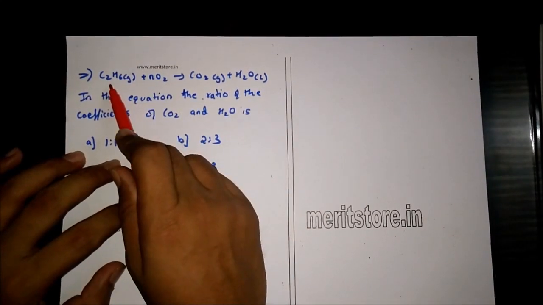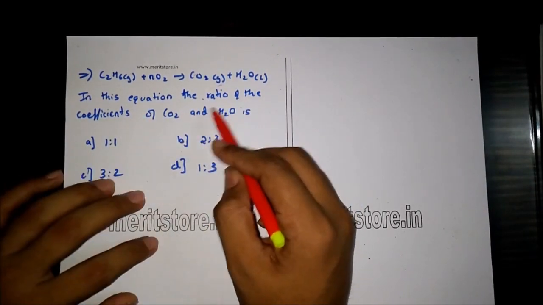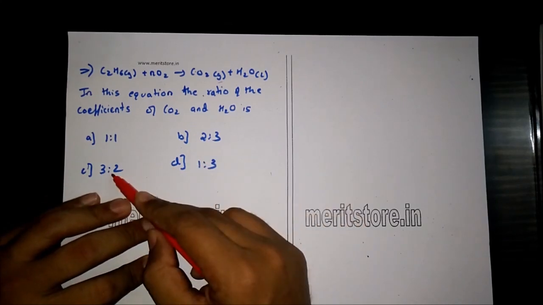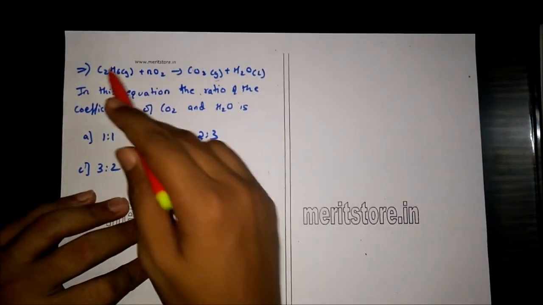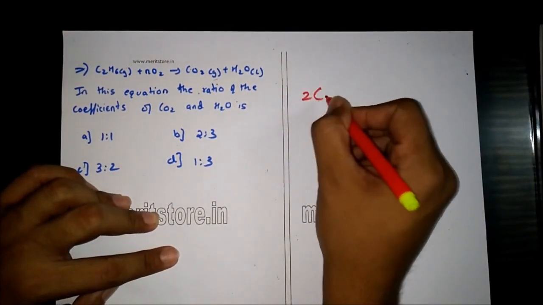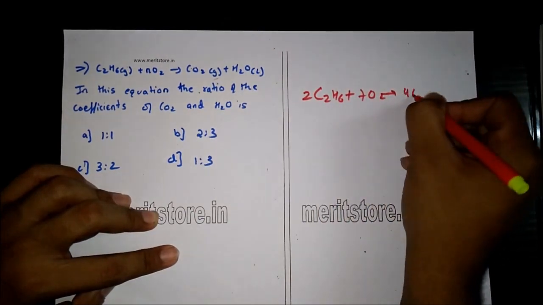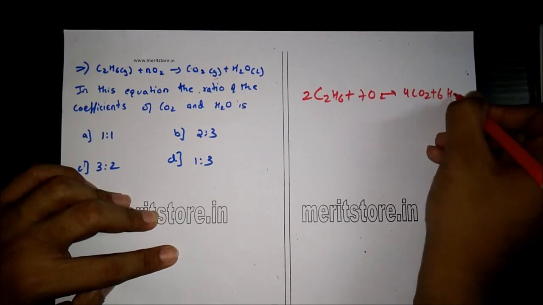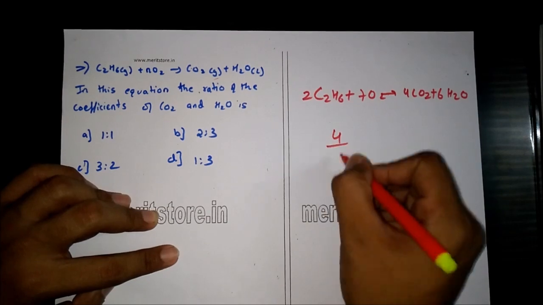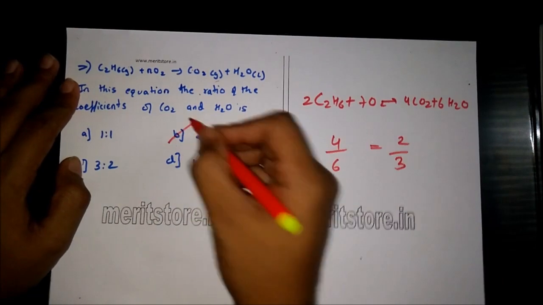This is the given reaction: C2H6 plus NO2 gives CO2 plus H2O. In this equation, the ratio of the coefficients of CO2 and H2O is A 1:1, B 2:3, C 3:2, and D 1:3. Now here the given equation is not balanced. Hence, to balance the equation, the balanced equation is 2C2H6 plus 7O2 gives 4CO2 plus 6H2O. Therefore, the ratio of the coefficients of CO2 and H2O is 4:6, which is equal to 2/3. The correct answer here is option B.